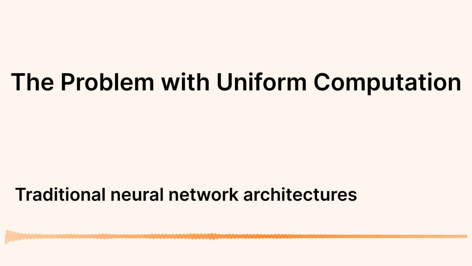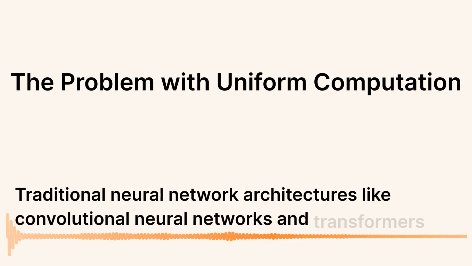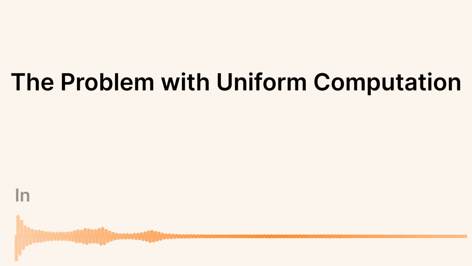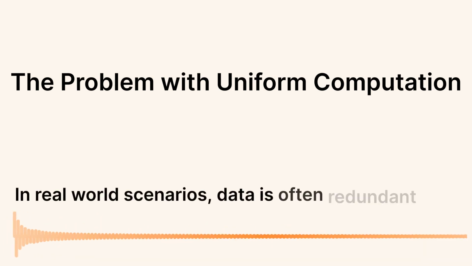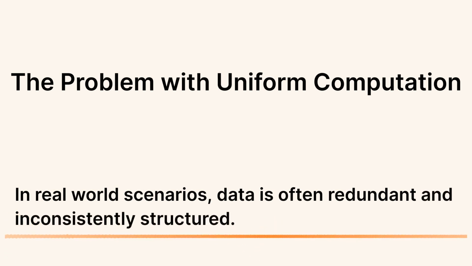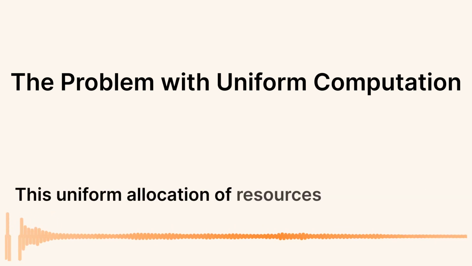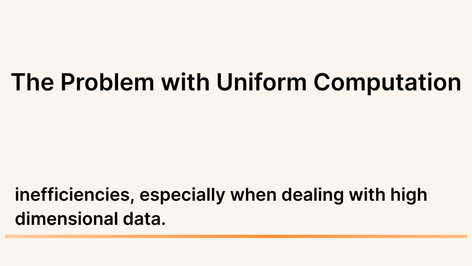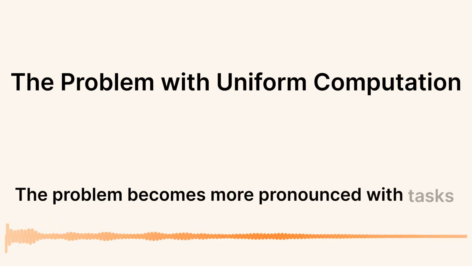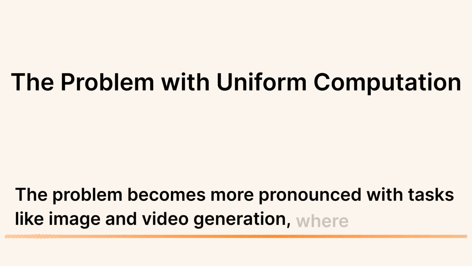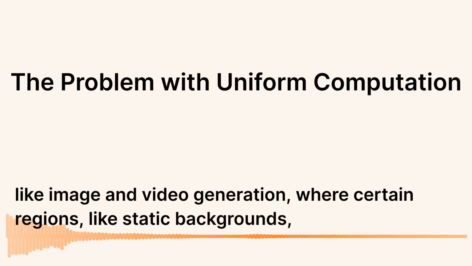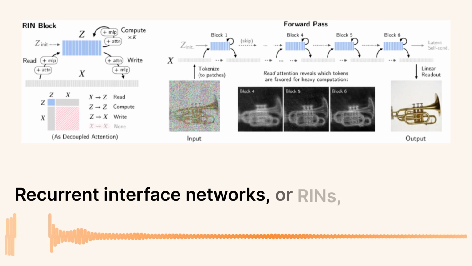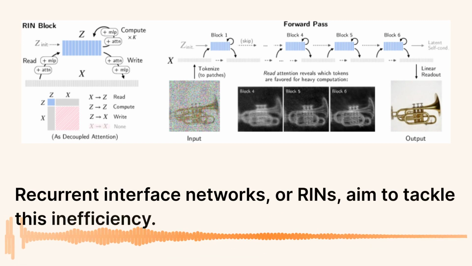Traditional neural network architectures like convolutional neural networks and transformers apply computation uniformly across all data points. In real-world scenarios, data is often redundant and inconsistently structured. This uniform allocation of resources leads to inefficiencies, especially when dealing with high-dimensional data. The problem becomes more pronounced with tasks like image and video generation, where certain regions, like static backgrounds, don't need as much computation. Recurrent interface networks, or RINs, aim to tackle this inefficiency.